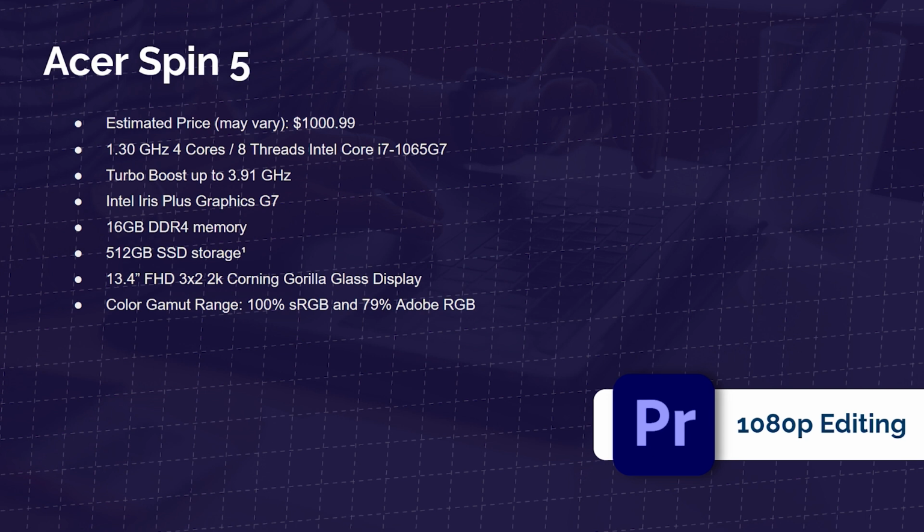So like I said, estimated price $1,000, comes with the i7-1065G7, 1.3 on the base, 3.91 on the turbo, 4 cores, 8 threads, Intel Iris Plus graphics G7, 16 gigs of RAM, 512 SSD, really, really strong Corning glass display, 2K rather than just standard 1080p, and has 100% sRGB and 79% Adobe RGB. This is a great bang for buck laptop, especially for a creator wanting to get into Photoshop and have a color accurate screen. If you're going to get this same thing inside of, say, the new MacBook Pro, this will be about $1,300 or so.